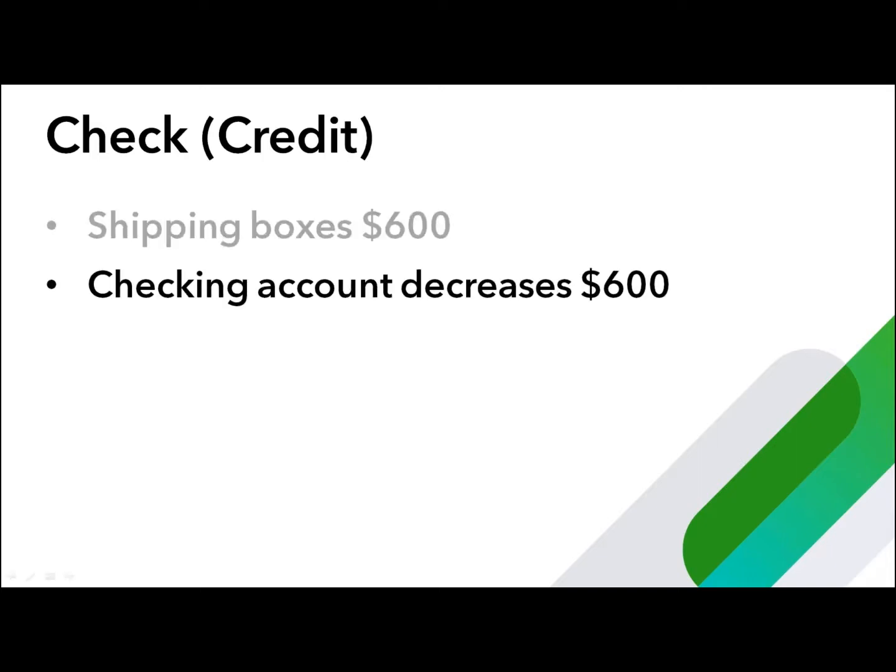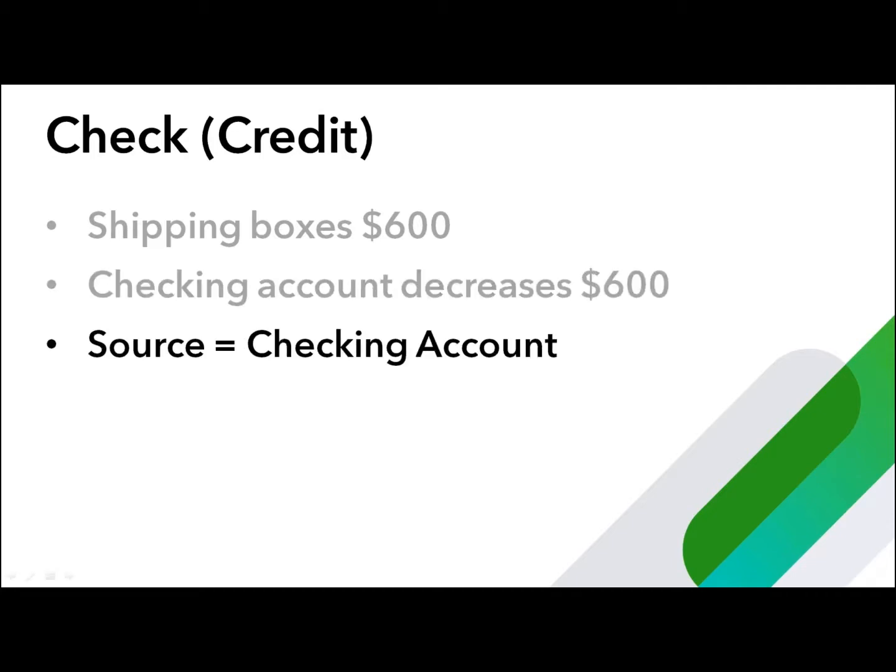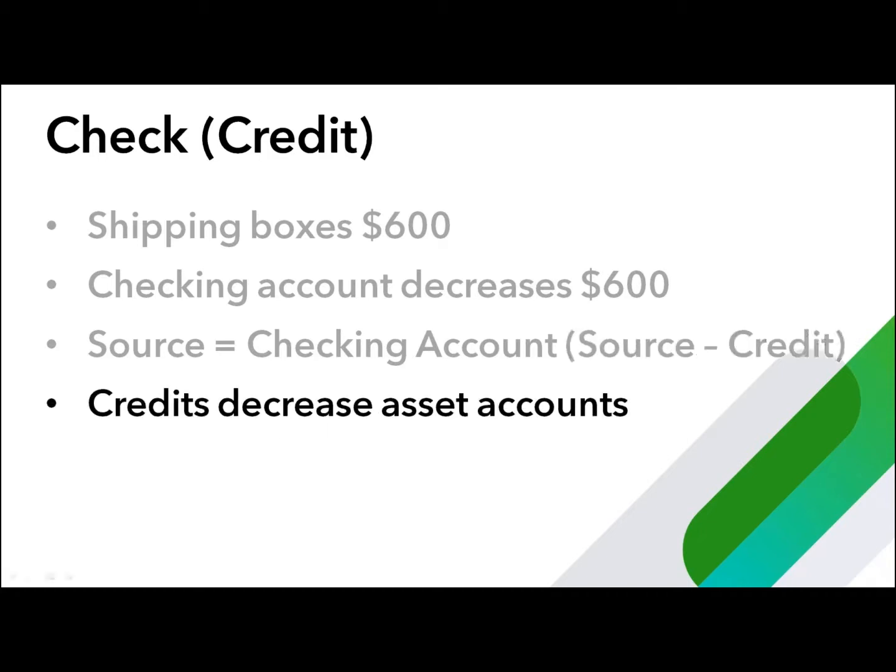Let's look at this purchase from the right, or credit side. Remember, you bought $600 worth of shipping boxes. You pay for the boxes from your checking account, so the balance decreases. The checking account is the source, where the money came from. Remember the general rule. Sources are usually credits. This makes sense because credits decrease asset accounts.